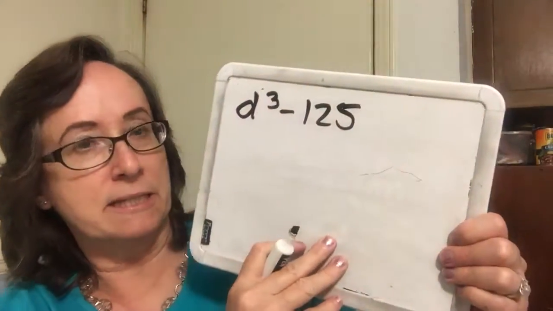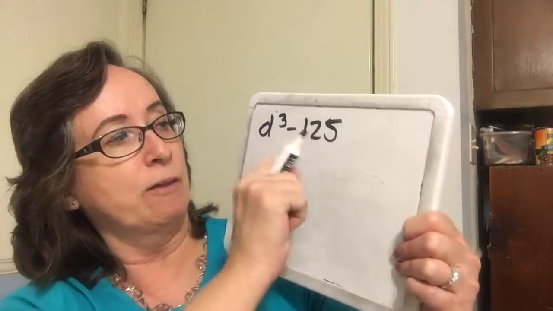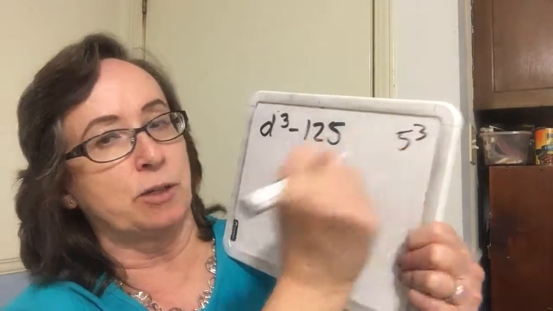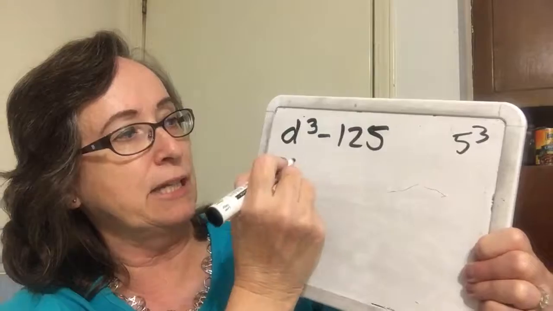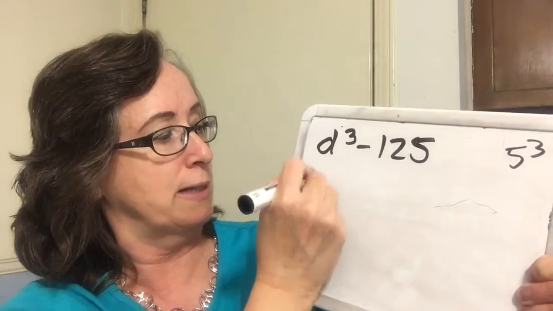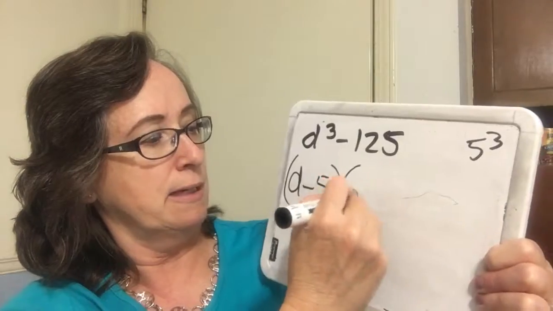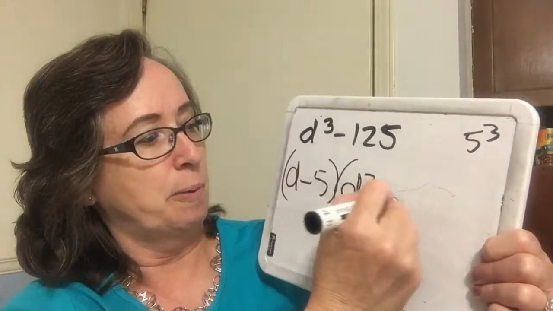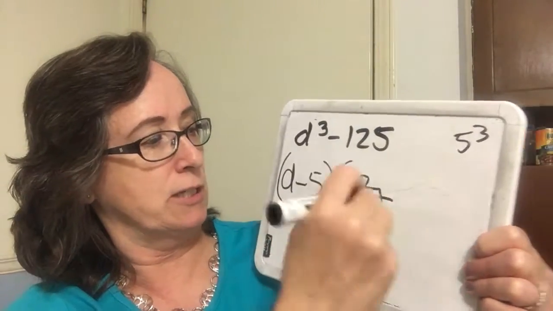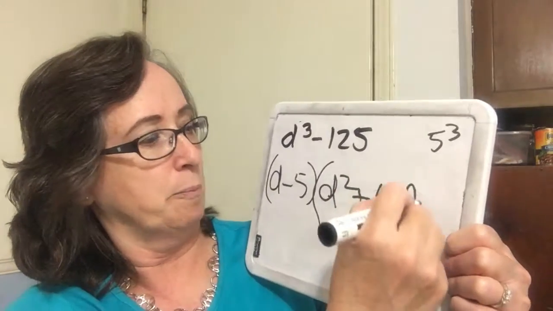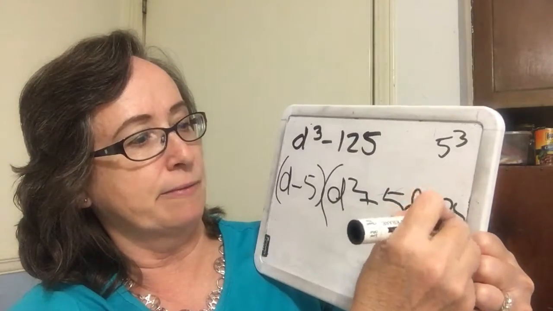We have a difference of two cubes, and the 125 is a 5 cubed, isn't it? So we're going to have d cubed minus 5 cubed, or d minus 5 times d squared plus, remember this sign always changes, 5d plus 25.